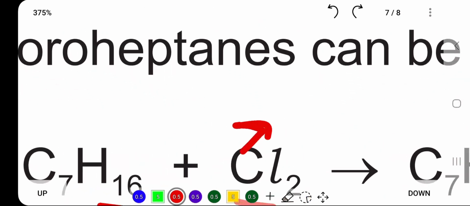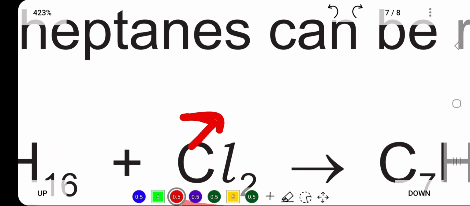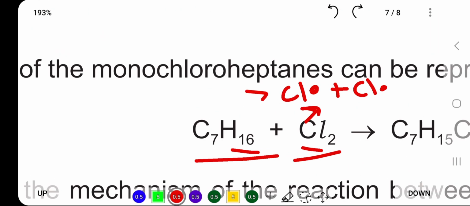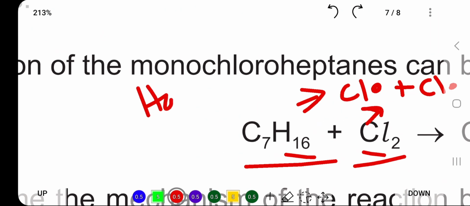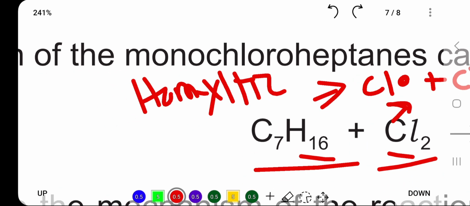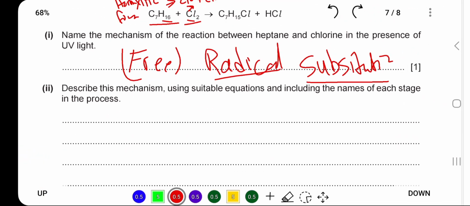Why is it a radical? Because the Cl2 initiates into a Cl radical and another Cl radical by homolytic fission. I don't know how to write it, it's that fission.